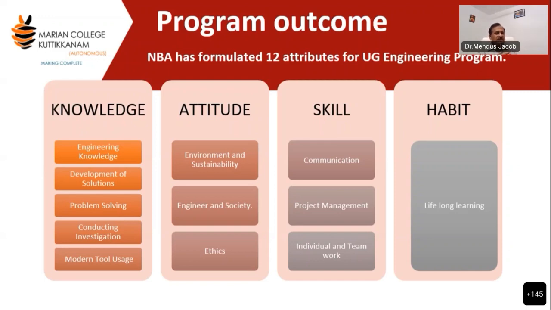So all the POs, even if they are defined by UGC or by NBA, we can classify them into these broad categories. And this knowledge, attitude, and skill, you have seen in the first section when we discussed Bloom's taxonomy. So there is a connection between Bloom's taxonomy, OBE, all these things, and the graduate attributes. Then comes the outcomes everywhere. So there is a connection.